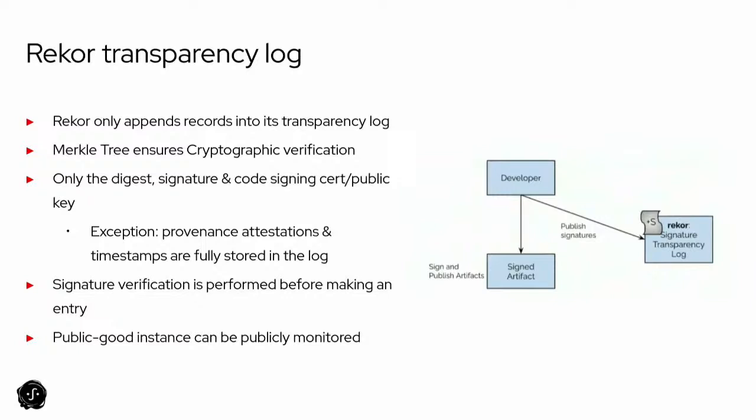When I say we sign artifacts, we're basically signing containers and blobs, but we're not storing the contents of these containers or blobs. We're only storing the digest, the signature, and the code signing certificate. But there are 2 exceptions to this. One is a provenance attestation. Basically, it gets information about how the image was built. And 2, timestamps. Rekor is also a timestamping authority. So every time you get a timestamp, the entire object is stored in the log.